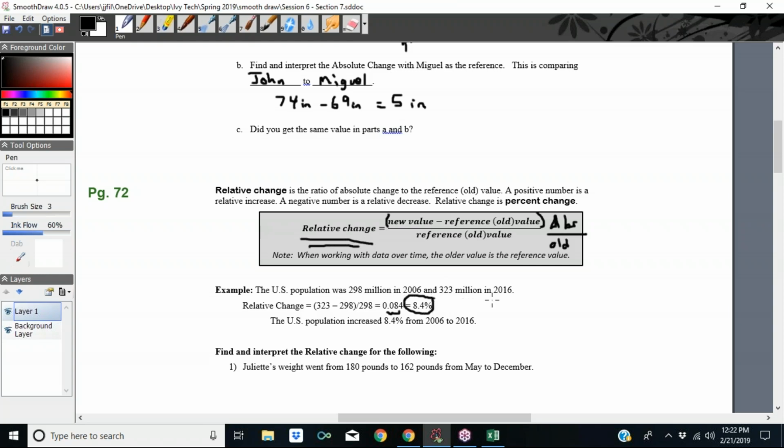So for relative changes, if it asks for the decimal value, that's fine. But when we use it to interpret data and to quantify it, we use the percent. So it says here the US population increased 8.4% from 2006 to 2016. So that's how we would make our quantitative statement.